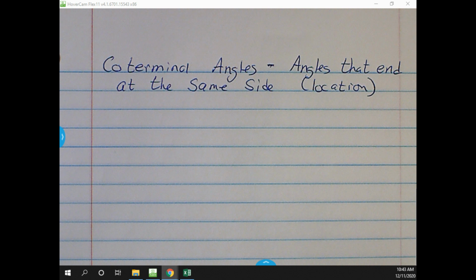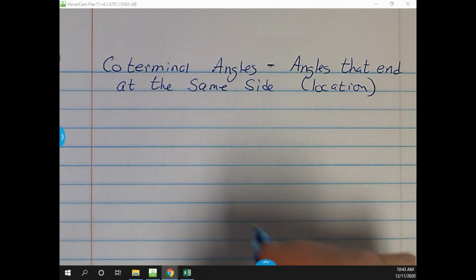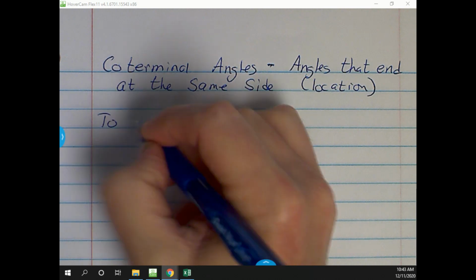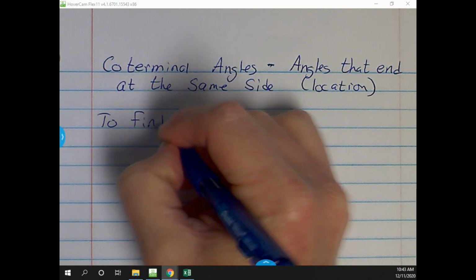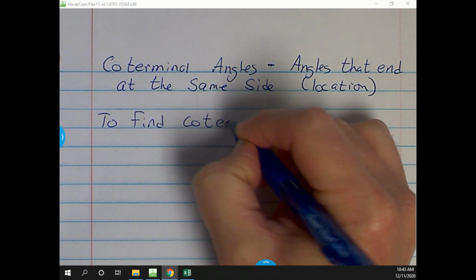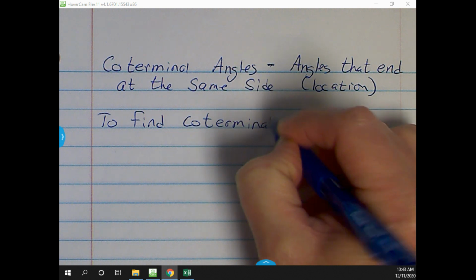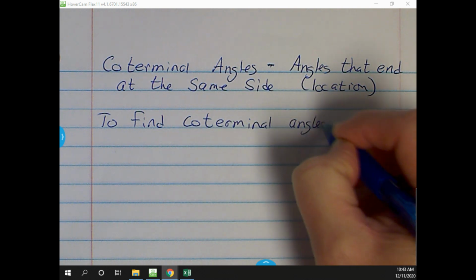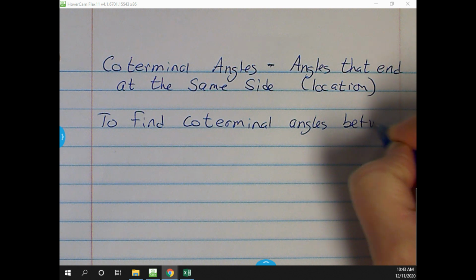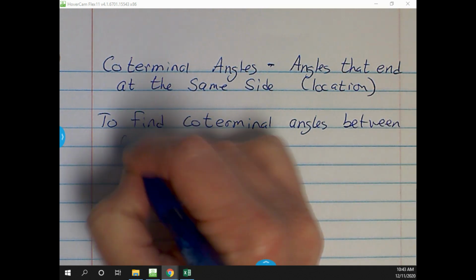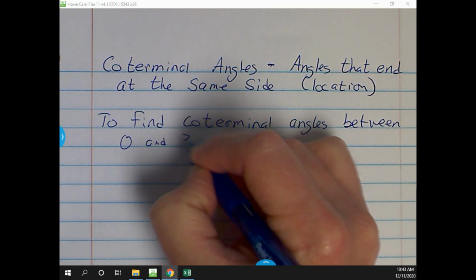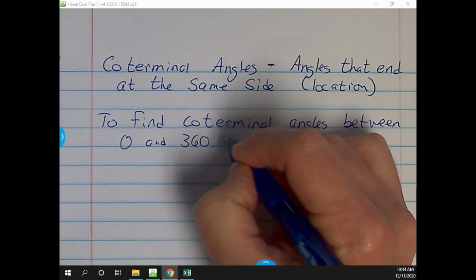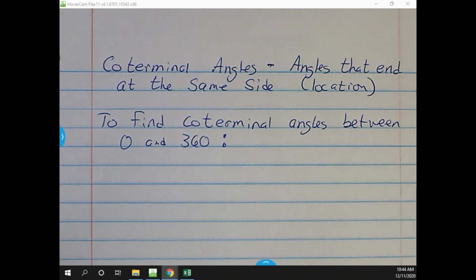Okay. And the biggest thing that they're going to do when they talk about coterminal angles is that they're going to have you figure out where these angles are and what they're going to do with these. So to find coterminal angles that are between 0 and 360, you're going to do either one of two things.